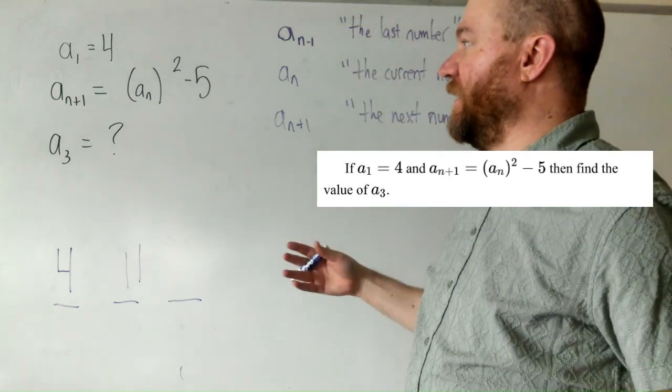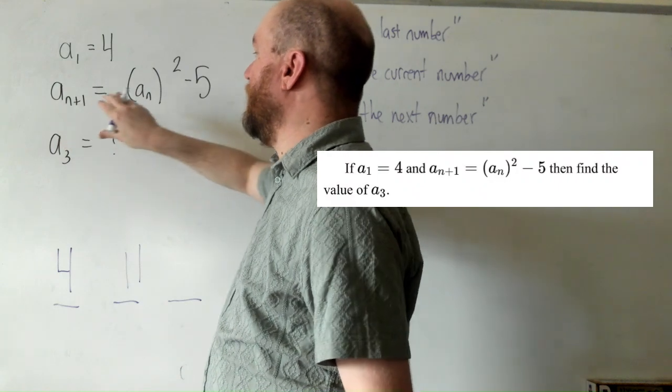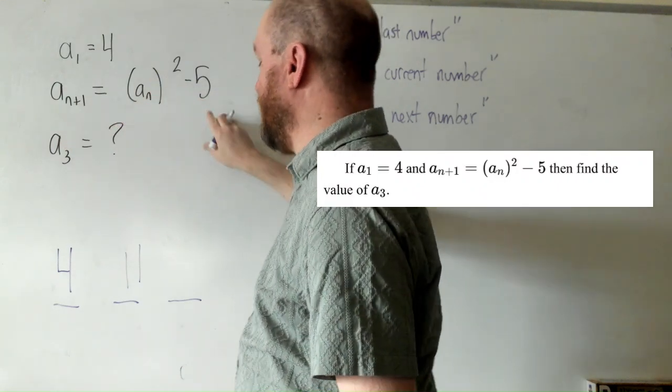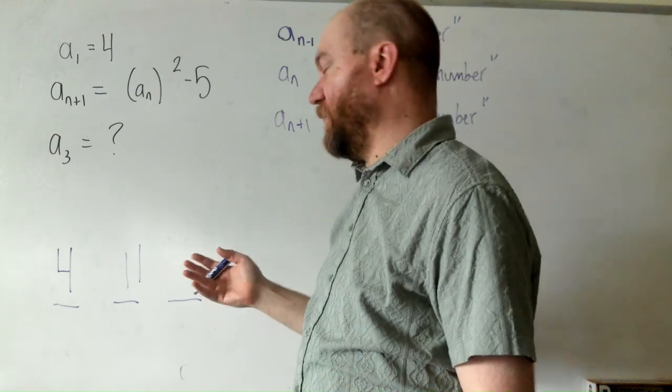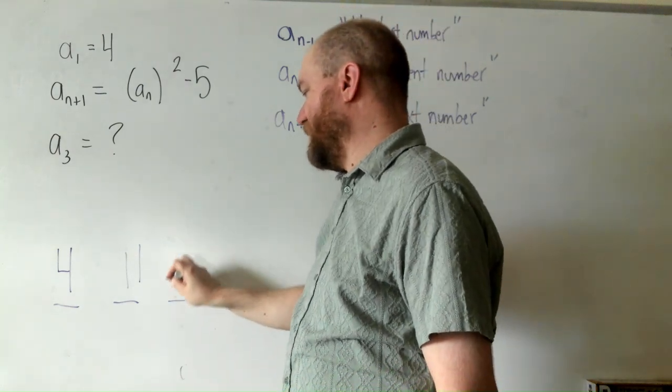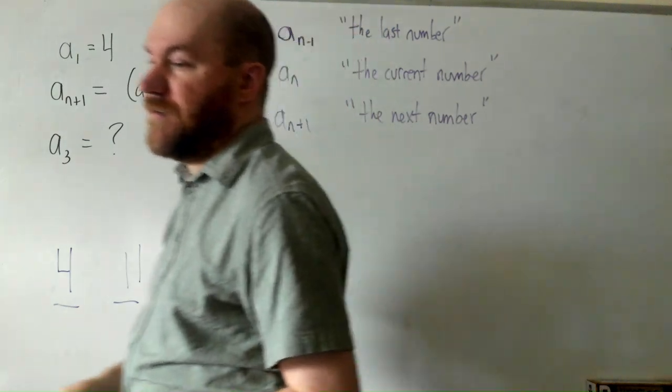And then we do that again for each number in the sequence. I want to know the next number. It's the current number squared minus 5. So 11 squared minus 5, because 11 squared is 121. 121 minus 5 is 116. That's the answer to this question, 116.